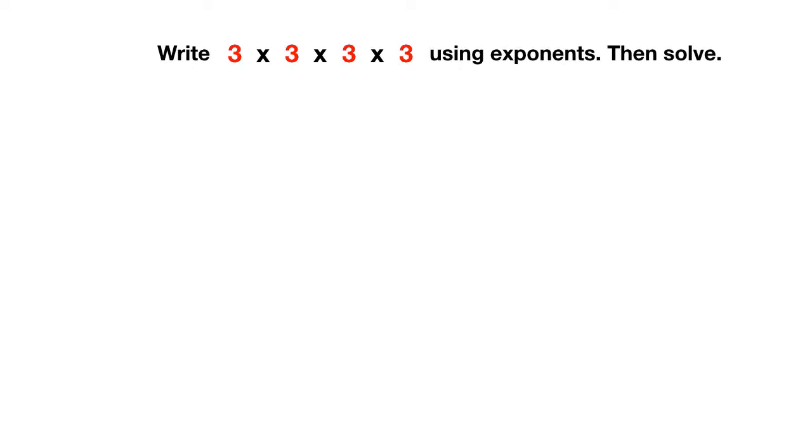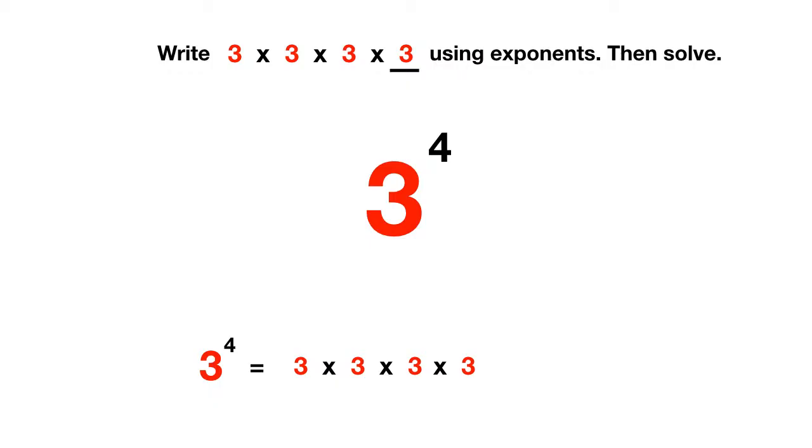Here's your last one for today. Write 3 times 3 times 3 times 3 using exponents, then solve. Well, here we're multiplying the number 3. That's the base of our exponent. We can count that we're multiplying it once, twice, 3 times, 4 times. So we write this as 3 to the power of 4. Now 3 to the power of 4 is equal to 3 times 3 times 3 times 3. So to solve it, we have to multiply each of these out. 3 times 3 is 9, 9 times 3 is 27, and 27 times 3 equals 81.